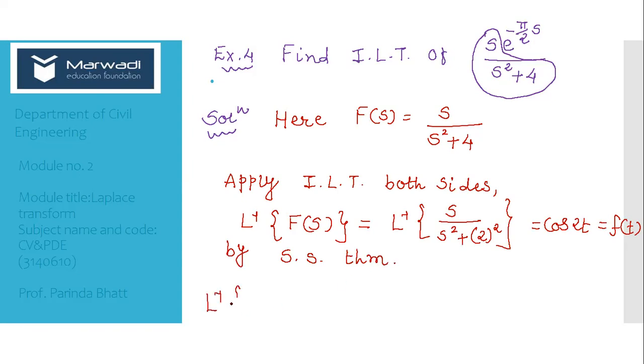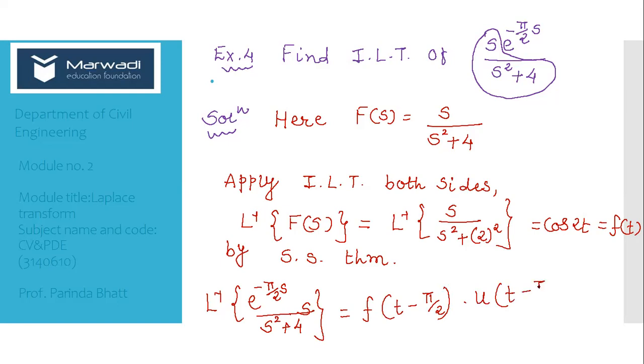Therefore, Laplace inverse of e power minus pi by 2s into s divided by s square plus 4. Therefore, this is our f of t. Therefore, f of t minus a, where the a value is pi by 2, is cos of t minus pi by 2, u of t minus pi by 2. Now we change over here in the next slide. Please note these things down.